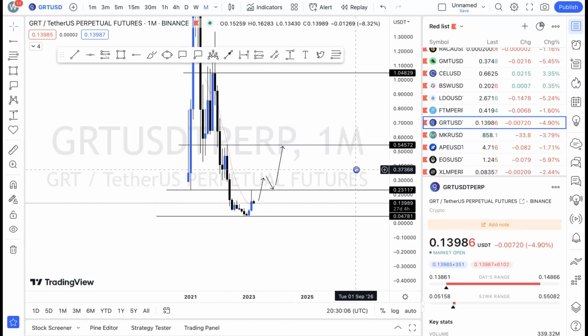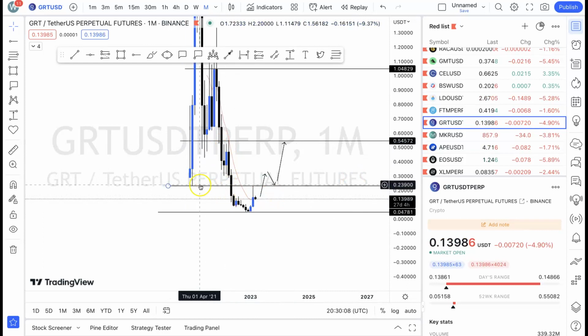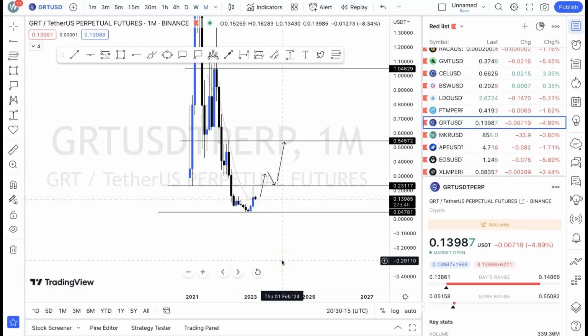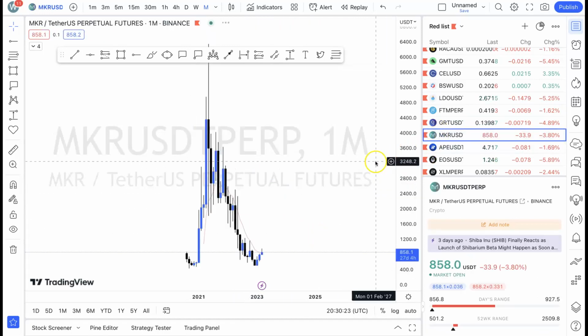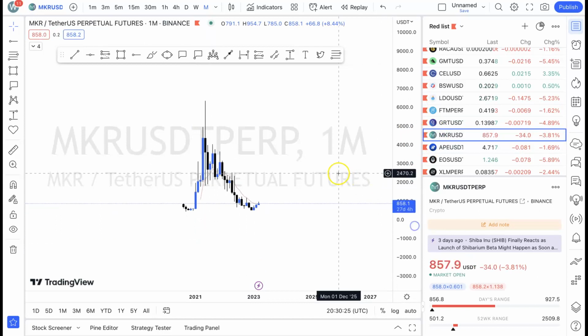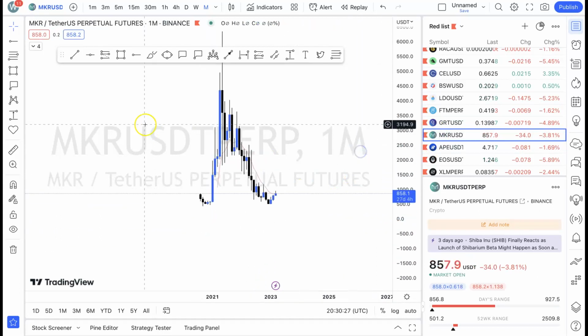It's very important because price came down and swept through this level and has come back and tested it. So it's important that in the next couple of days we'll see a bullish momentum that will make price close above 0.23 cent. All right, let's look at MKR. People also requested this. MKR looks fantastic to me.